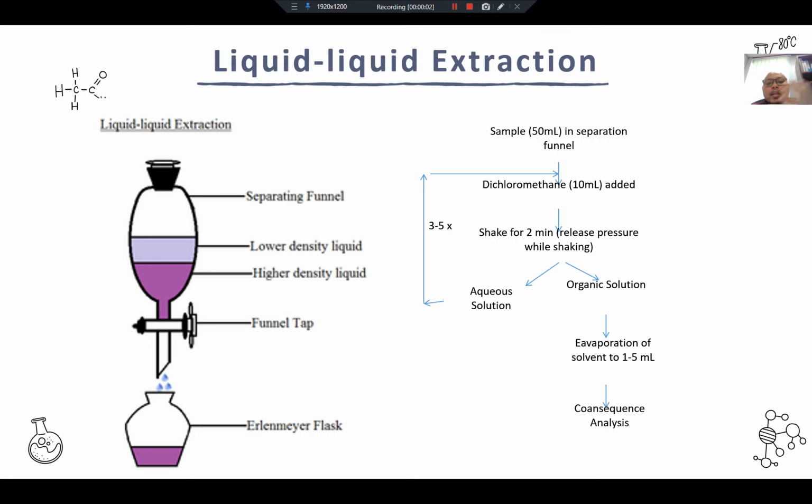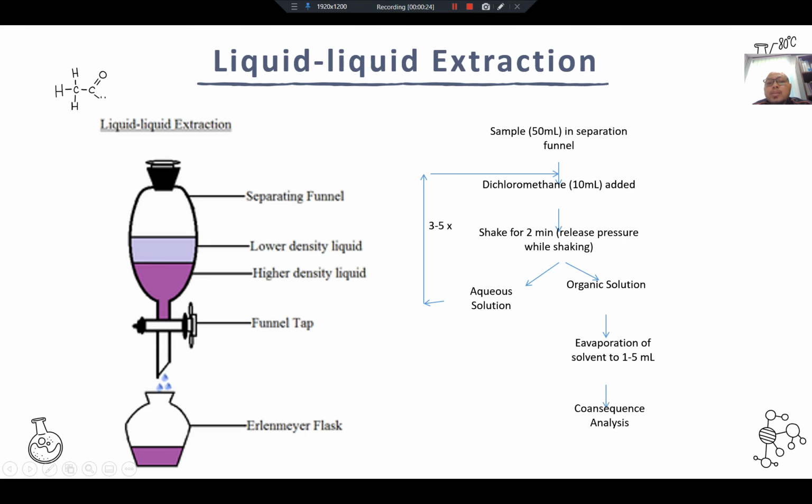Alright, so we are still under liquid extraction. Here is the example. You have the separating funnel, lower density liquid, higher density liquid, so you need to be careful about the actual location of the analyte. So it's the funnel, tap, Erlenmeyer flask. Here is one example of how you can do the liquid extraction method.